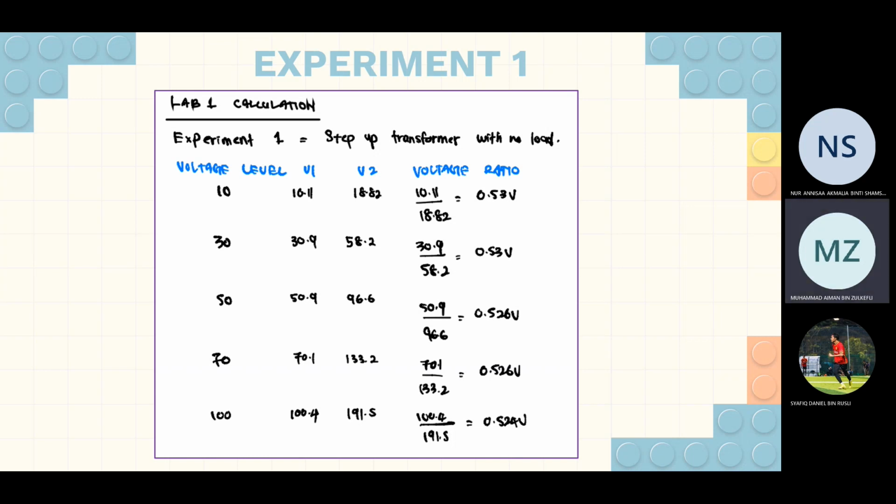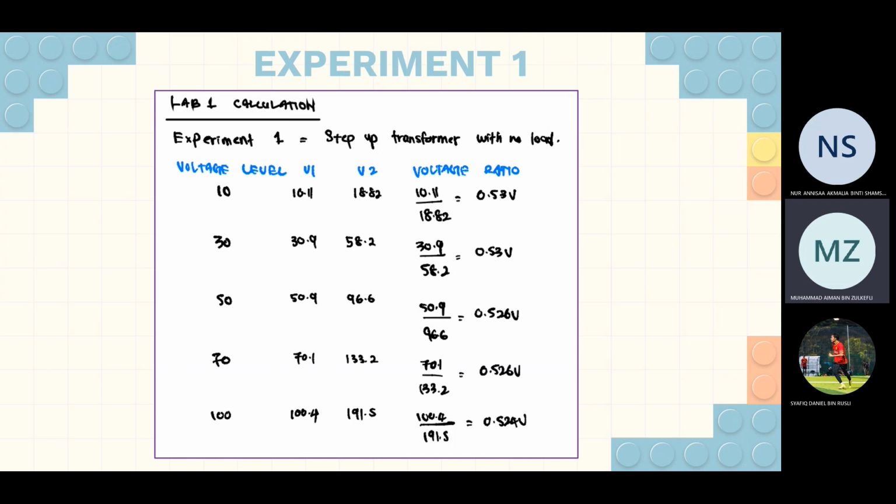For the 70 volt level, we get V1 70.1 and V2 133.2. So the voltage ratio is 0.526. And the last one, the 100 volt level. For V1 we get 100.4 and V2 191.5. And the voltage ratio is 0.524. So we move to the next, the analysis of experiment 1.